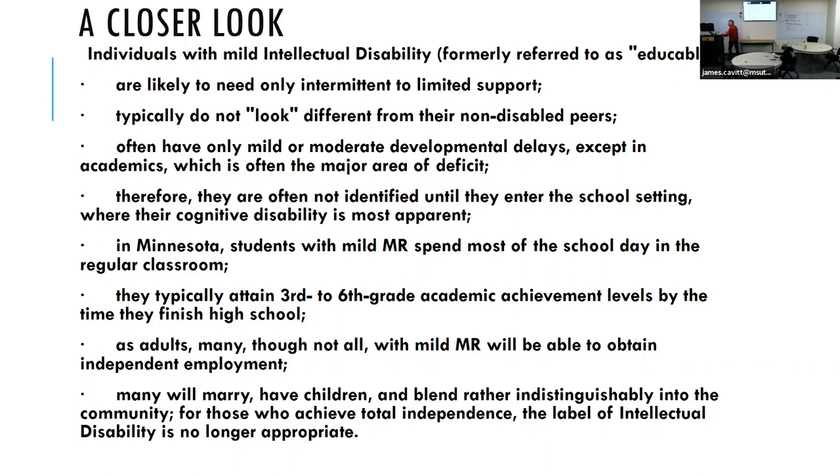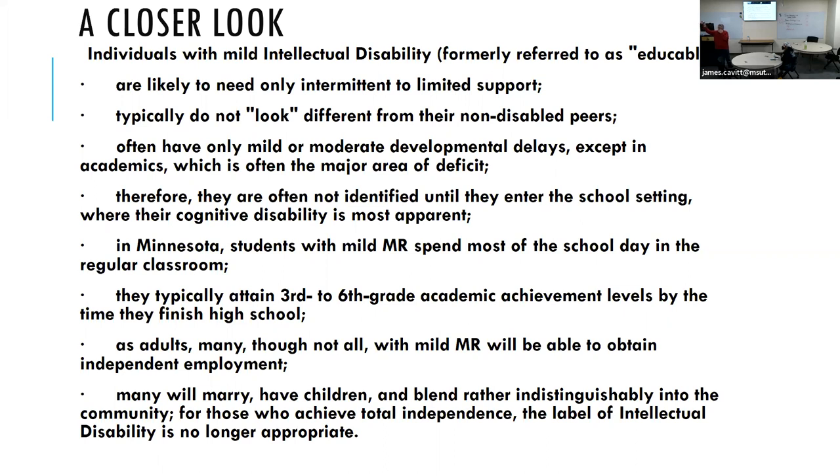So I'll move this out of the way. This is a closer look. This is the typical characteristics of the individual with what we would call mild intellectual disability, so 50 IQ to 70 IQ. I took this from a Minnesota website, so I'm sorry, I thought I got all the Minnesota references down.